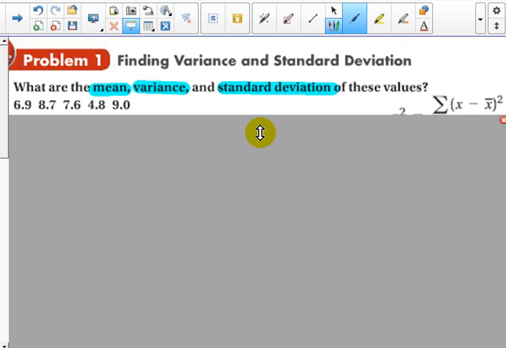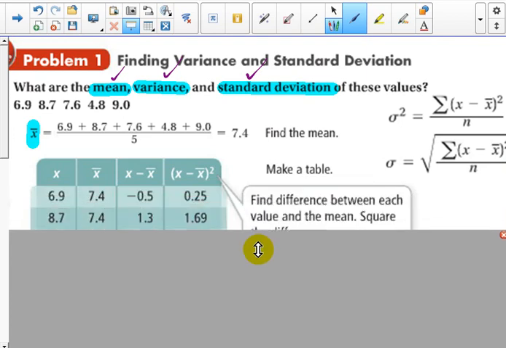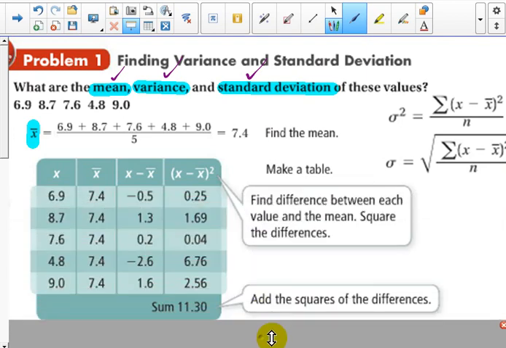And I've highlighted what are the mean, the variance, and the standard deviation of these values. And they give us 6.9, 8.7, 7.6, 4.8, and 9.0. So the first thing we want to do is make a table. I've copied those formulas again over there, the sigma and sigma squared, variance and standard deviation.